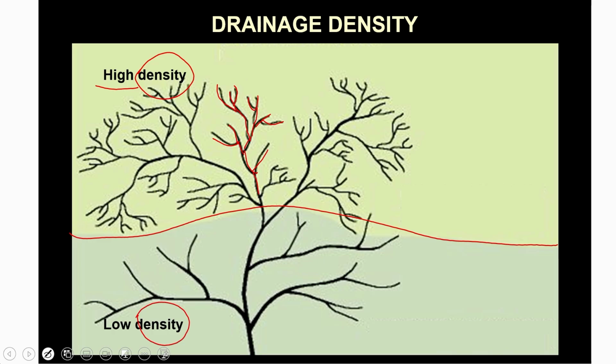Now, compare that with the part below, where the tributaries are few and far apart. So the top part of the stream has got a high drainage density, and the lower part of the stream has got a low drainage density. What do we mean by that? High density means you have got more tributaries and more streams in the drainage basin. Remember, it's the total length of the streams, all combined together, then divided by the drainage basin in terms of area.